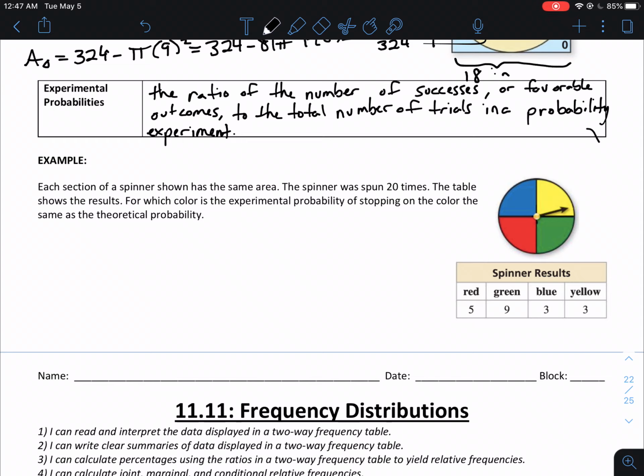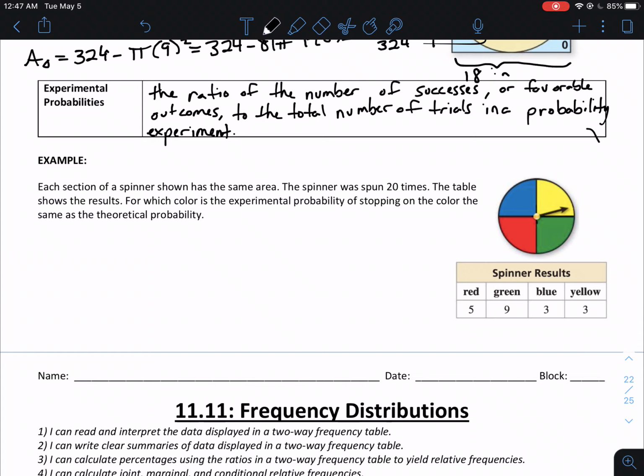All right, each section of the spinner shown has the same area. Looking at it, you would expect it to land on each of the colors the same amount of times. It was spun 20 times. The table shows the results for the spins. For which color is the experimental probability of stopping on the color the same as the theoretical probability?